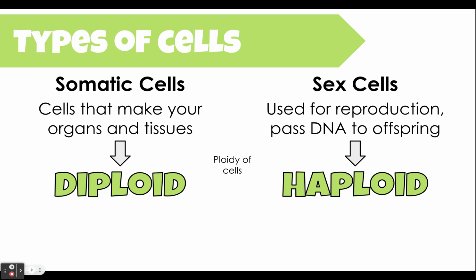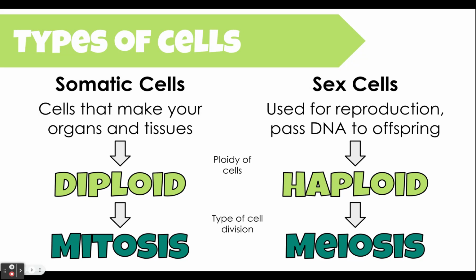There are 2 copies of every chromosome in these types of cells, whereas your sex cells have a different ploidy. They are haploid, meaning they only have 1 set of each chromosome. They have half the amount of DNA. And because these 2 cells have different ploidies, they go through different kinds of replication to make more of these cells. So somatic cells, they're diploid.